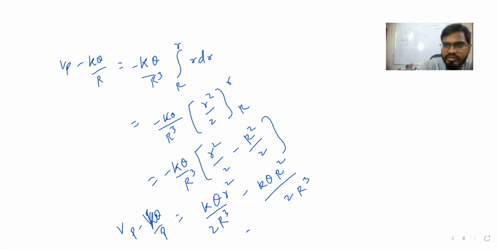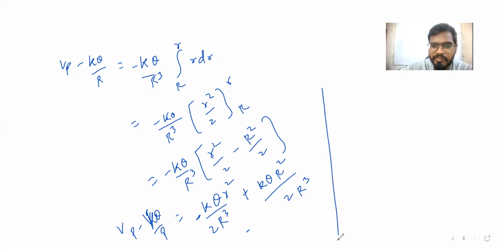Just a minute, my pen is not writing. One thing we did mistake: this minus sign also we have to consider. Somebody would have understood that I made a mistake. Such calculation mistakes can happen. Anyway, it is correct now. Before finishing the lecture I understood it, because otherwise the answer would come wrong.